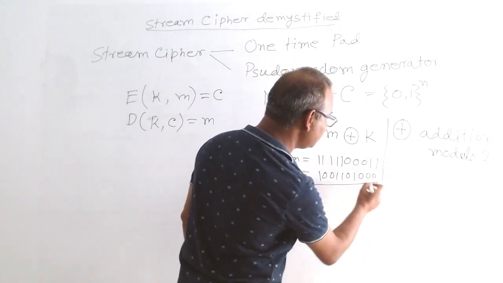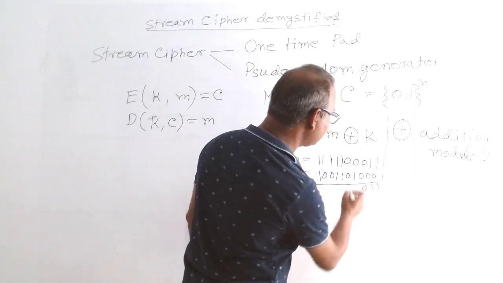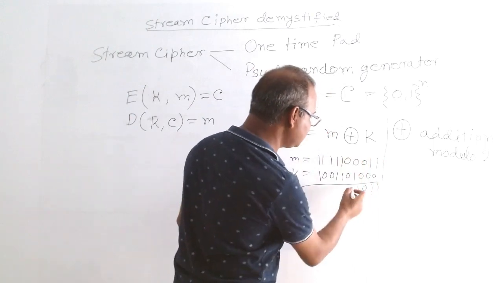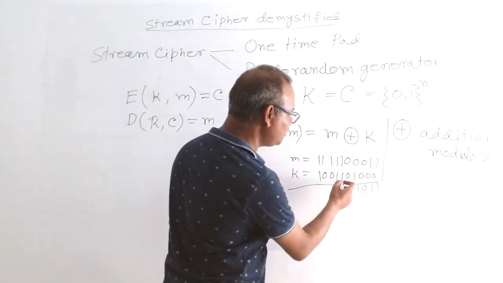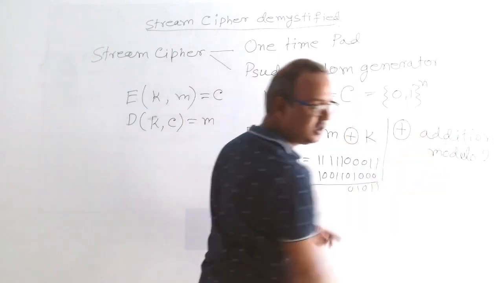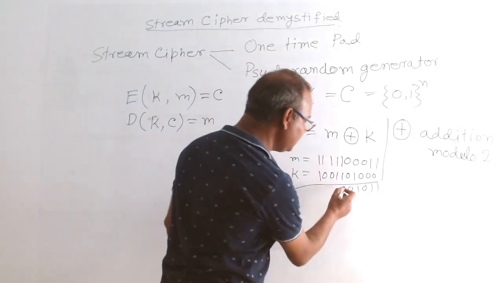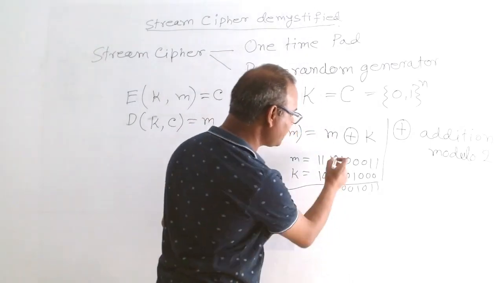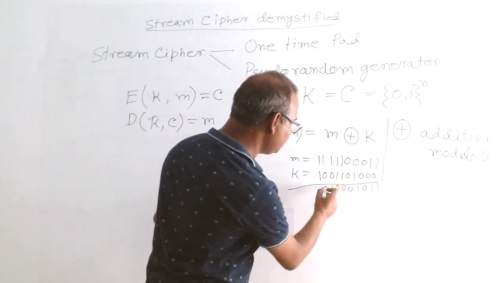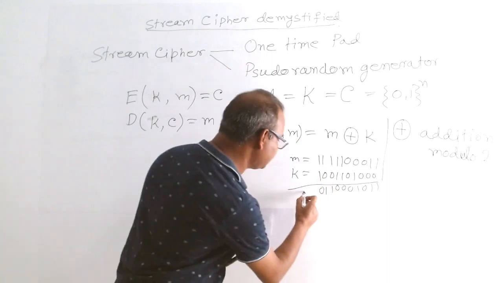This is also 1. 0 plus 0 is 0. Okay, 0 plus 1 is again 1. 0 plus 0, 0. 1, 1. 1 plus 1 is 2, and we have addition modulo 2. So 2 divided by 2 is 0; we have to take the remainder. It will become 0. This will also become 0. This will be 1. This will be 1. This will be 0. So this is our ciphertext.